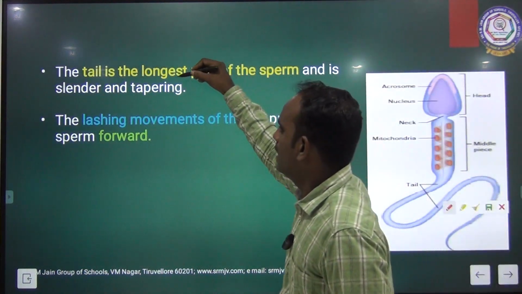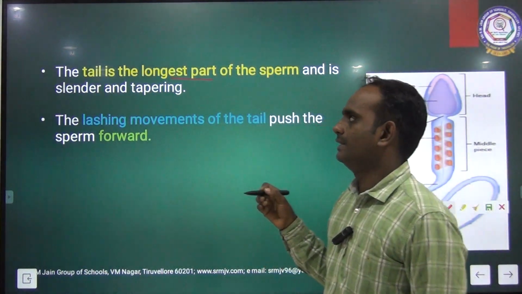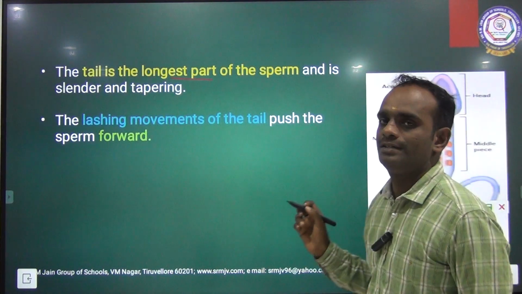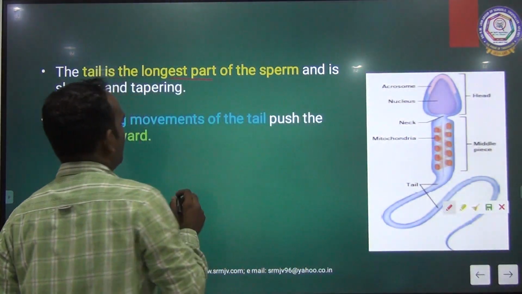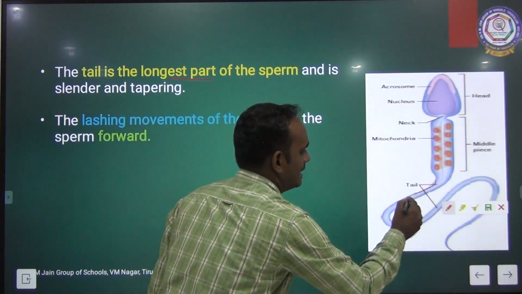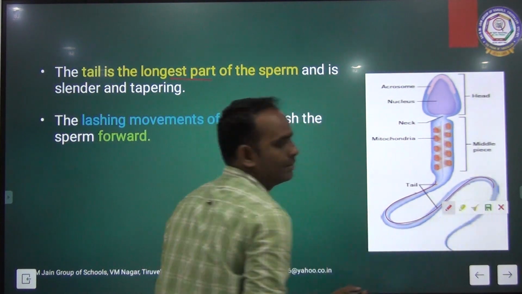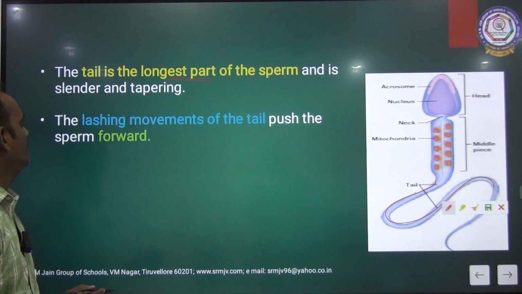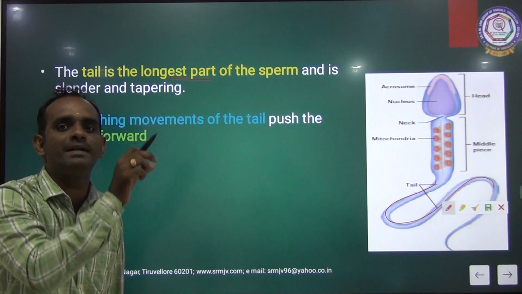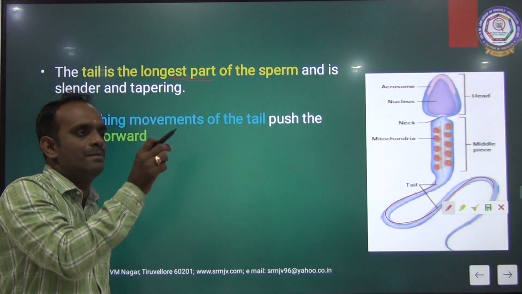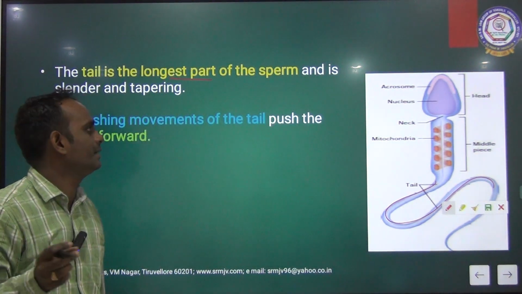The last part, the tail, is the last part of the sperm. Even though it is last, it is the longest part of the sperm, and it is slender and tapering. It becomes narrow, that is called tapering.